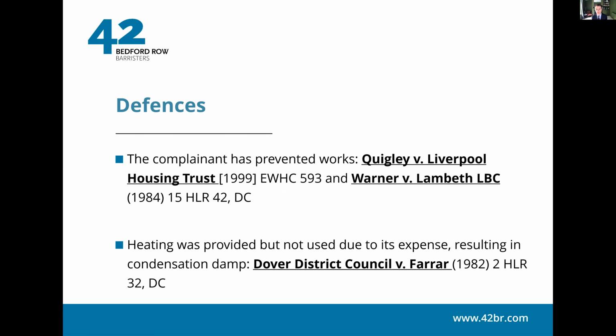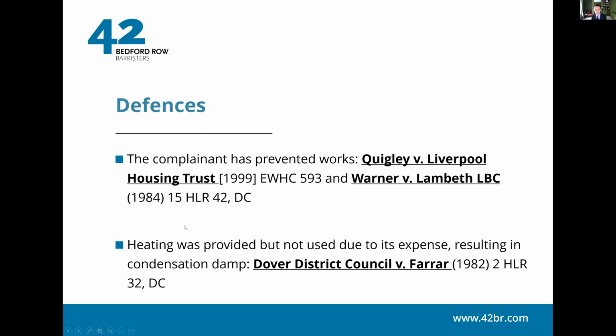Now, moving on to the next slide, these are a few examples of how that concept has been addressed in the courts. So one example is where the complainant, the prosecutor, if you like, has prevented works from being undertaken. Now, this case of Quigley and Liverpool Housing Trust from 1999 that I put there on the slide was a case where the occupier didn't want to move out to alternative accommodation to allow the works to be carried out. And so the court couldn't be satisfied that it was Liverpool Housing Trust's act, default, or sufferance that the nuisance was attributable to, or to put it in more simple terms, wasn't satisfied that it was the person responsible.